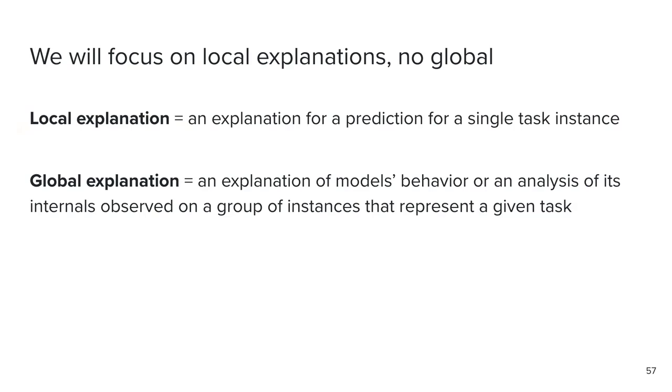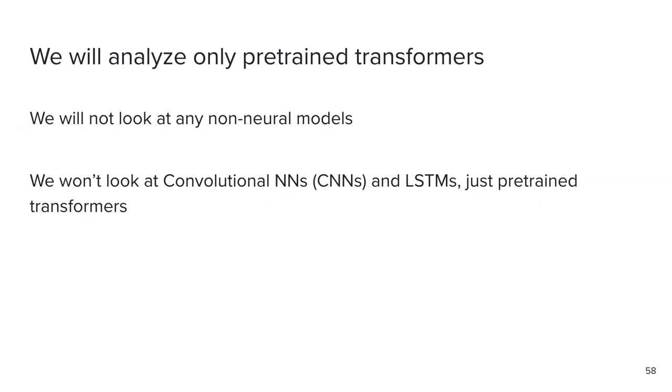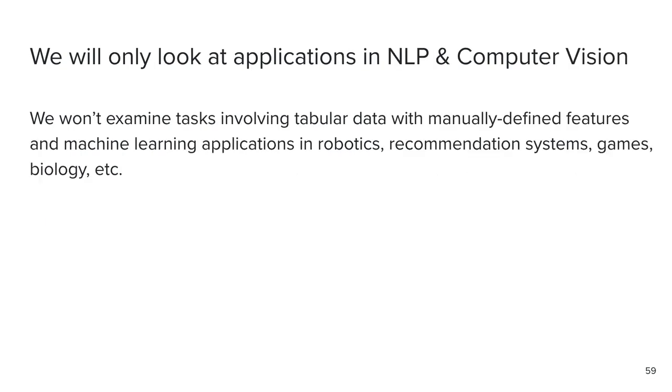There is a very nice line of work called mechanistic interpretability these days, which is trying to reverse engineer neural networks. That's all very, very cool. It's not something we are going to talk about in this course. Only transformers. We are not going to talk about any non-neural models, so no decision trees or things like that, no ConvNets, no LSTMs. And we will look solely at applications in NLP and computer vision, just because I know those applications.